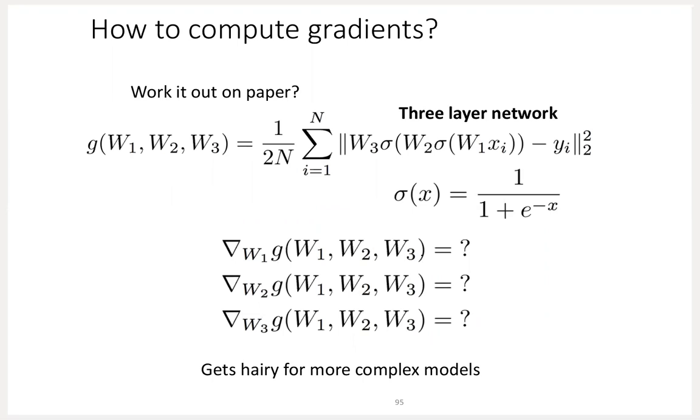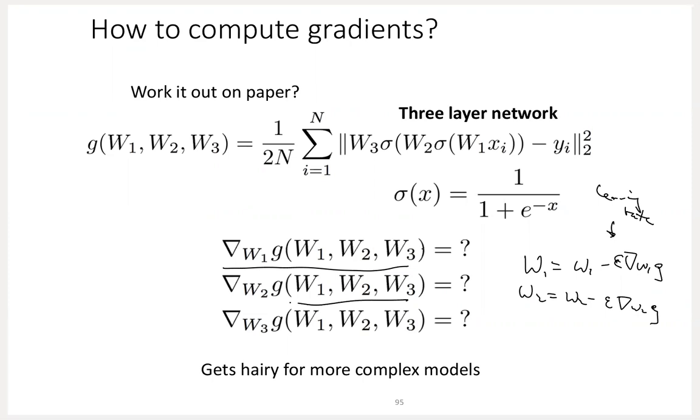So now I should just go downhill as I mentioned. I should find the gradient with respect to all of these. W1 will be equal to W1 minus epsilon times the gradient with respect to W1 of G. This epsilon is the step size, which sometimes we call the learning rate. And likewise W2 will be equal to W2 minus epsilon times the gradient with respect to W2 of G. But then we need to find this gradient, right?